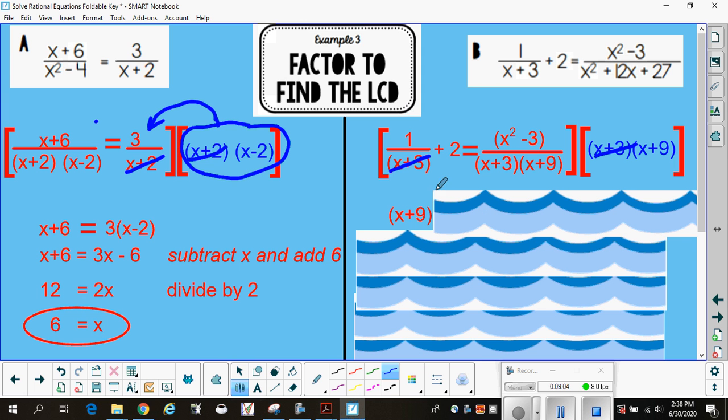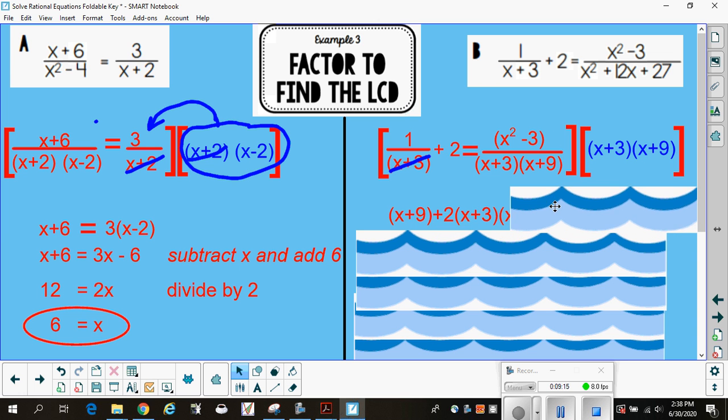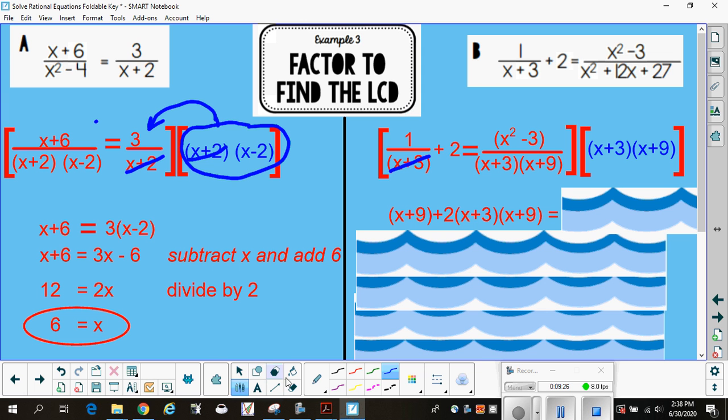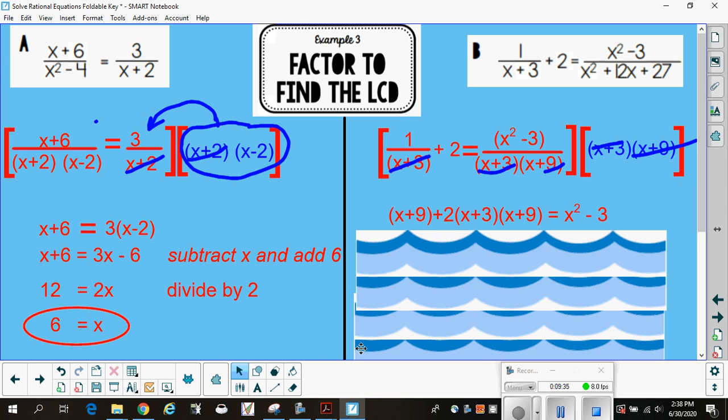Now I'm going to multiply this whole thing by the 2, and here I'm going to get 2 times x plus 3 times x plus 9, the whole thing out. Then I'm going to have my equals, and now I'm going to multiply x plus 3 times x plus 9 times this term. And this is where it gets to be very nice because x plus 3 cancels with x plus 3, x plus 9 with x plus 9, and I'm left with the x squared minus 3.